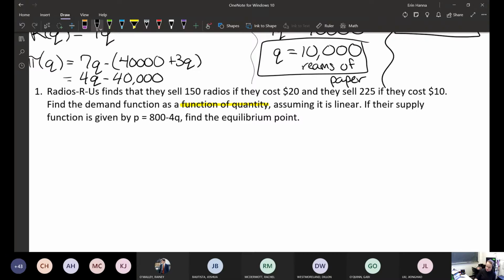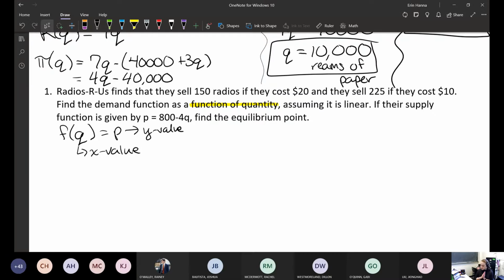So since we want demand as a function of quantity, that tells us we have an f of q, which means that the q value, or you can use x, is going to act as our x value. And so the price is going to act as our y value. You could also make that y. I'm just so used to using p's and q's that I default. So essentially the points we're looking at are the quantity, comma, the price.